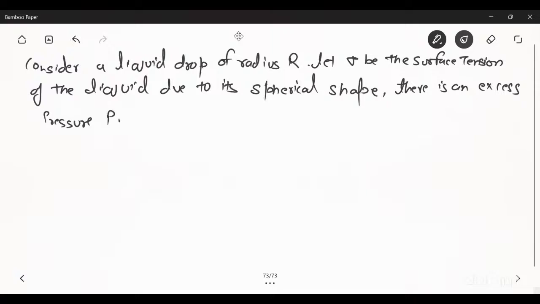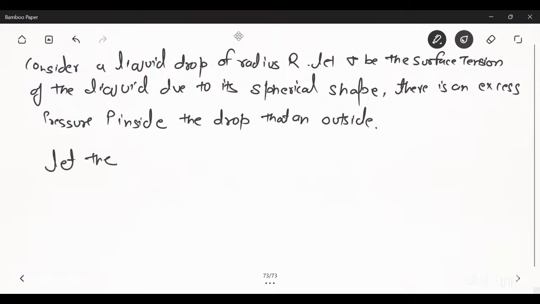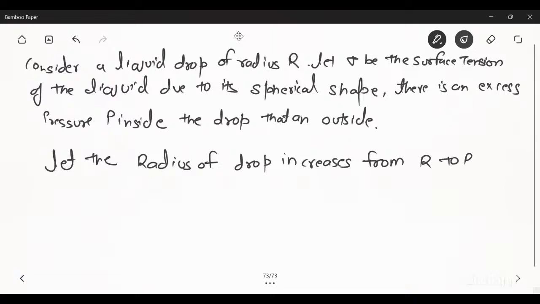There is an excess pressure P, inside minus outside the drop. Next, let the radius of the drop increase from r to r plus dr under the excess pressure P.